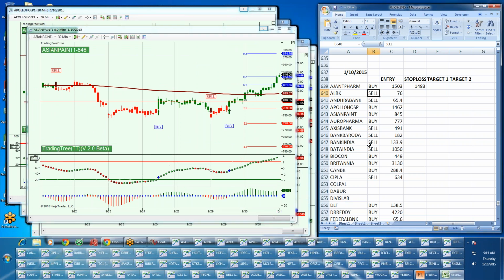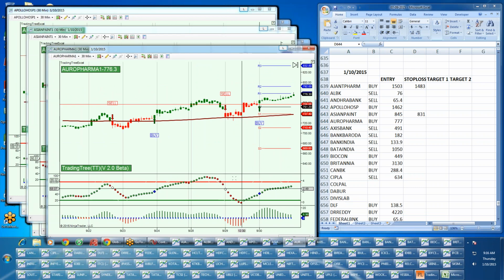Asian Paint, our entry is 845. Now it is at 846.55. I put the stop loss for this at 831. So Aurobindo Pharma, my buy is 777. That's 776. My stop loss will be 756, 760.